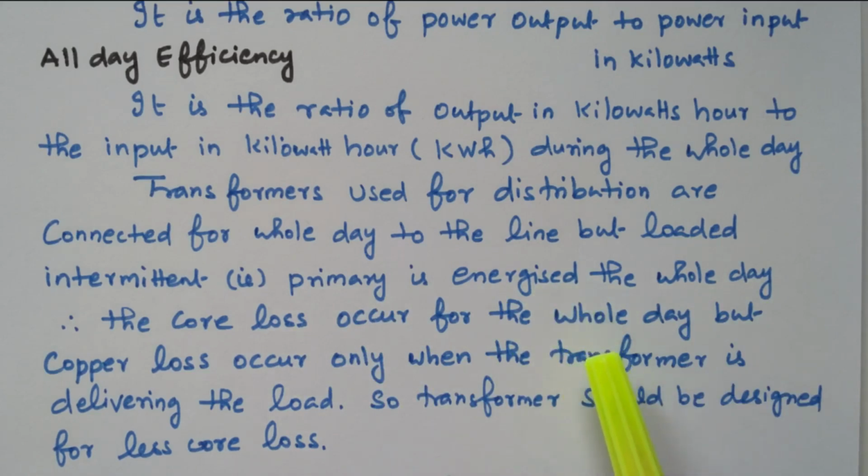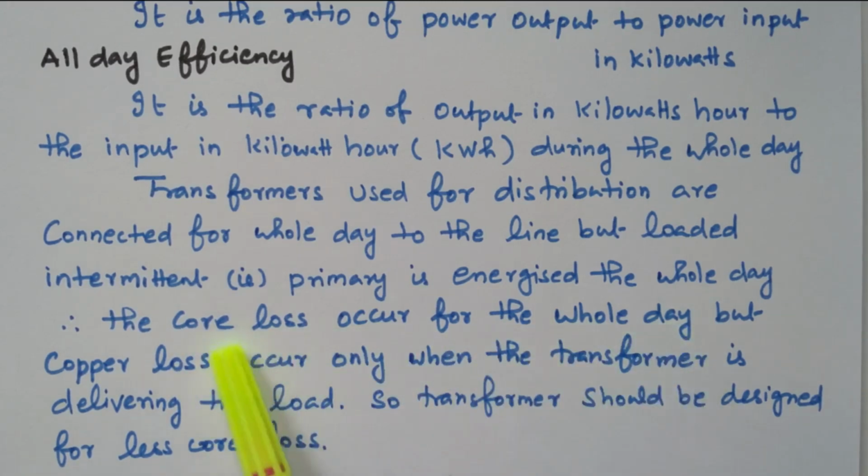When the load is connected, more current flows in the secondary. If the load is less, less current flows in the secondary. But the primary is always connected, so core loss will occur. Copper loss depends upon the current, and the current depends upon the load, so we cannot predict the copper loss. That purely depends upon the load. But the primary is always connected, so the core loss will occur for the whole day.